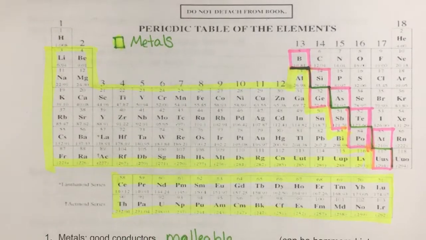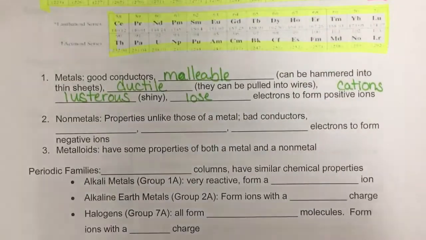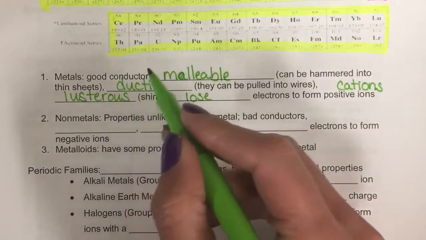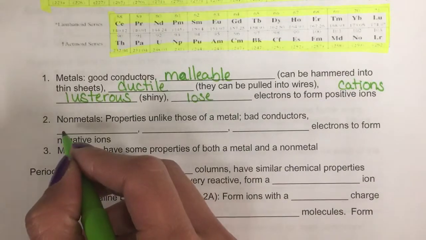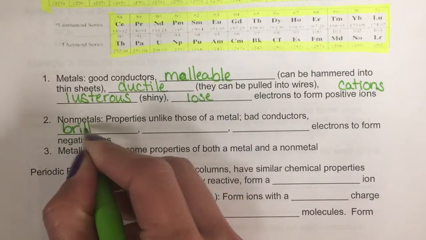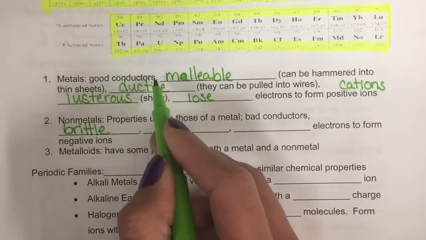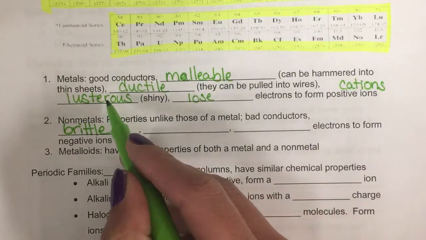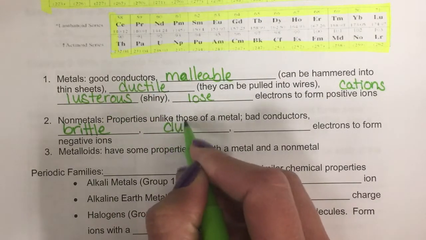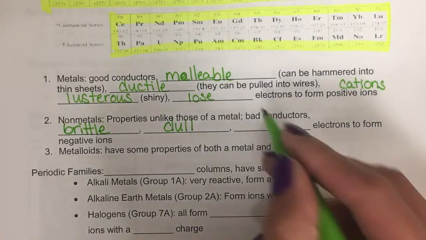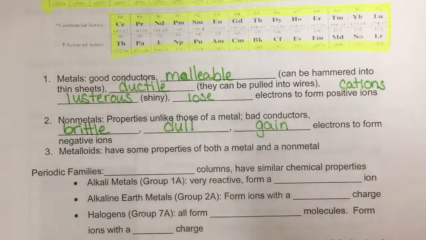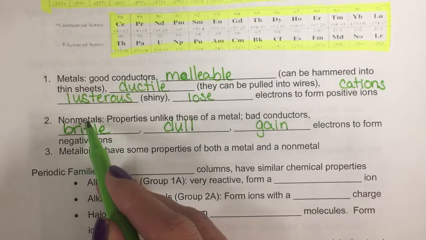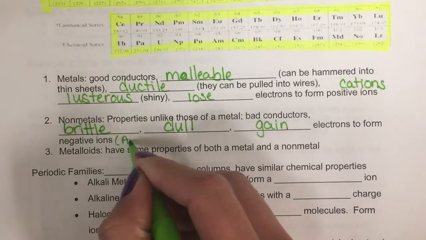Nonmetals are everything that metals aren't. So metals are malleable, they're flexible. These are going to be brittle. Metals are good conductors. Nonmetals are bad conductors. Metals are lustrous, they're shiny. Nonmetals are dull. Metals lose electrons. Nonmetals gain electrons. We said that a positive ion was a cation. Nonmetals form negative ions called anions.